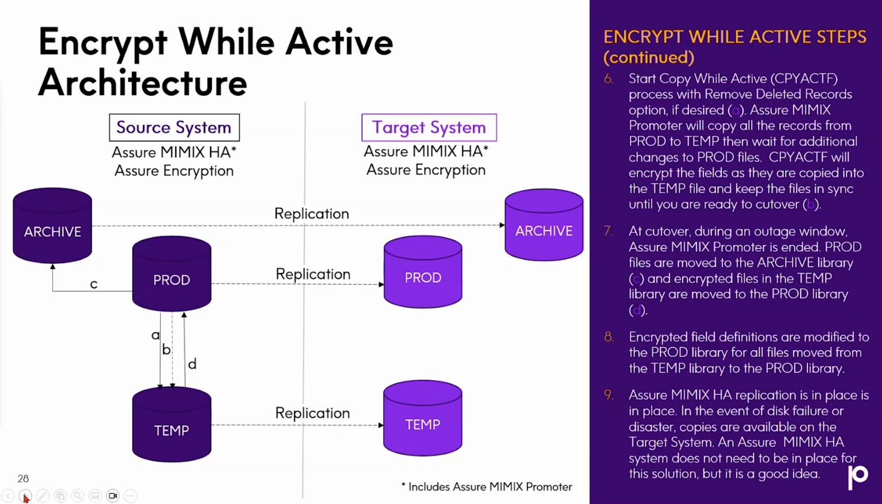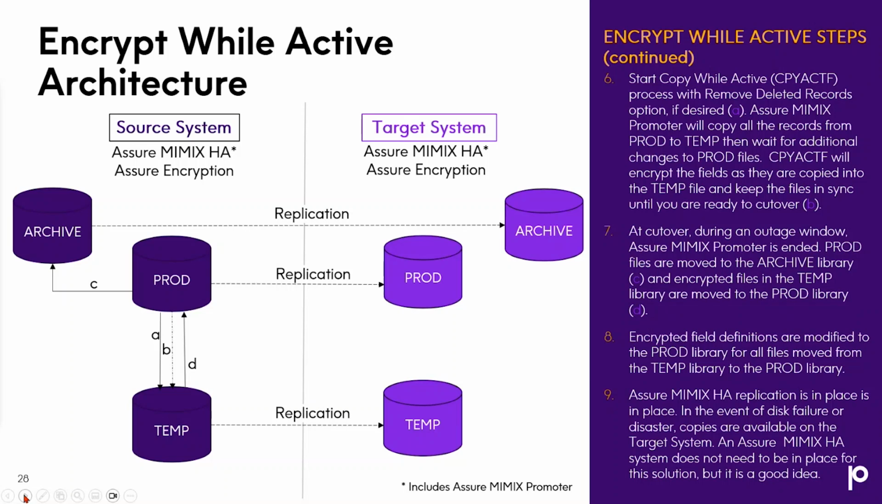So when you get to the point where you want to move this stuff into production, we call that cutover. During an outage window, we'd make sure that Promoter is ended, right? So we'd stop idling on that file. We're not going to keep it in sync anymore. Your users should all be out of that file at this point. The prod files get moved to the archive, and then the encrypted files in temp get moved into the production library. And then we go into our software and we just update the field procedure definitions to now reference that we're no longer in temp, we're now in prod for this particular file.